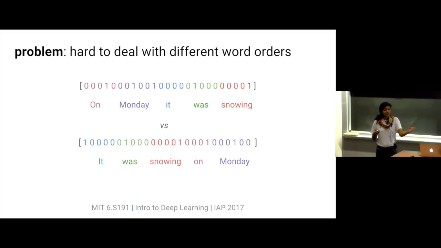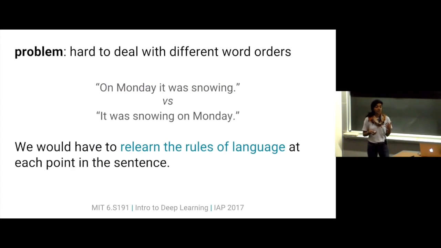If we look at the phrase on Monday, let's say our network learns that if on Monday appears at the beginning of the sentence, it represents a time. Now those weights are only present for the beginning of the sentence. So if we get it was snowing on Monday, with on Monday appearing at the end of the sentence, it's not going to recognize that, and it's going to have to relearn that fact. Essentially, we're relearning the rules of language at every point in the sentence, which is clearly not the most efficient thing to do.